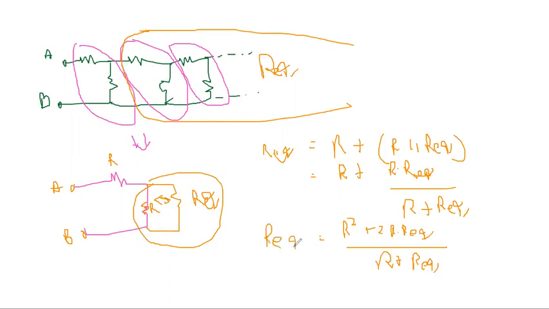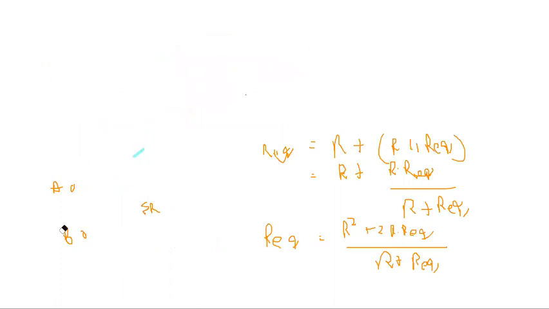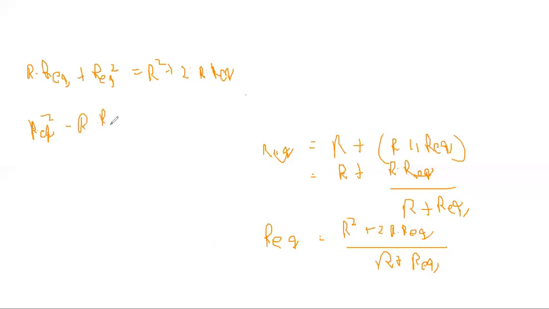So again you do the mathematics and you can easily find out the equivalent resistance. I am doing the mathematics for you. So again it is R into R equivalent plus R equivalent square is equal to R square plus 2 into R into R equivalent. So what do you see here? Again, we have a quadratic equation: R equivalent square minus R into R equivalent minus R square equals 0. In the earlier case, we got R equivalent square plus R into R equivalent minus R square equal to 0. Here you have got R equivalent square minus R into R equivalent minus R square equal to 0.